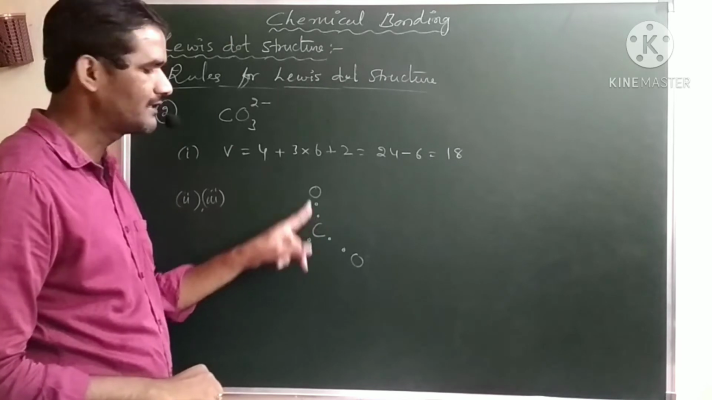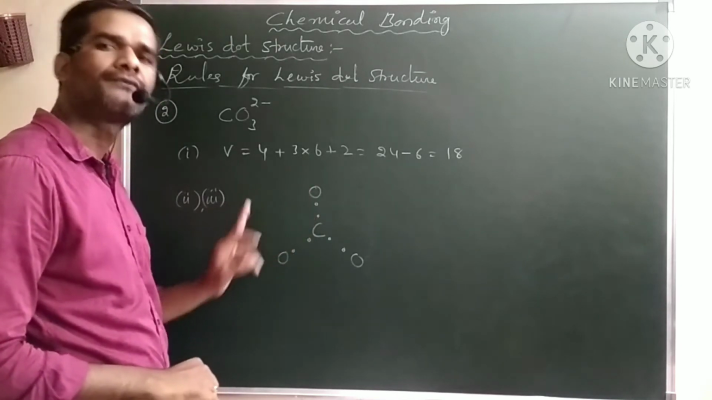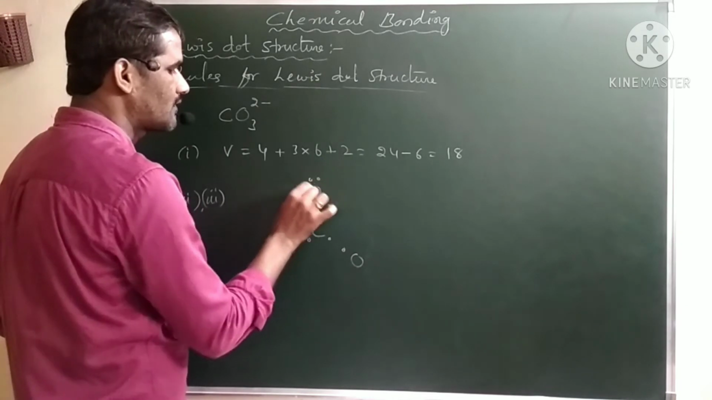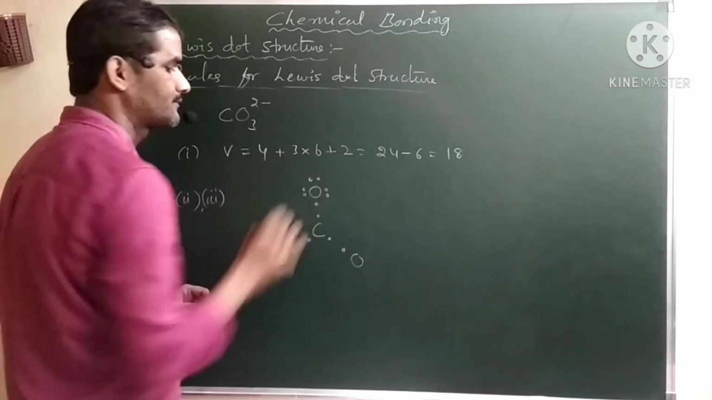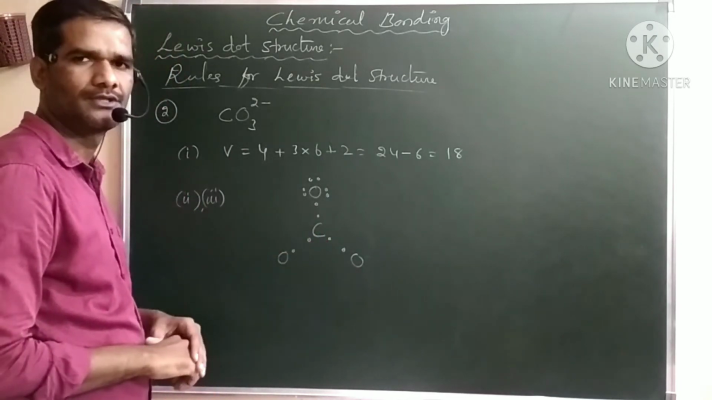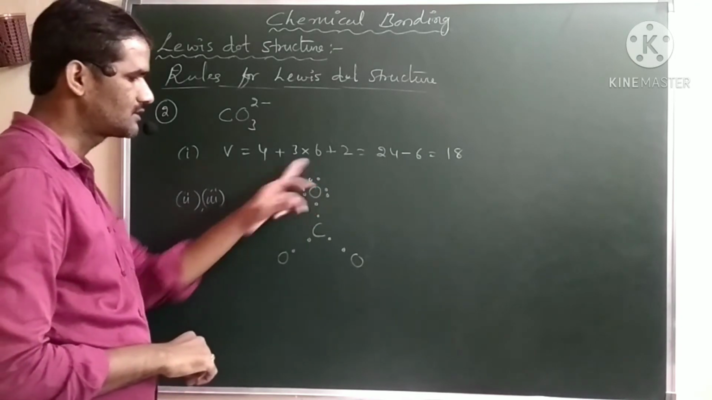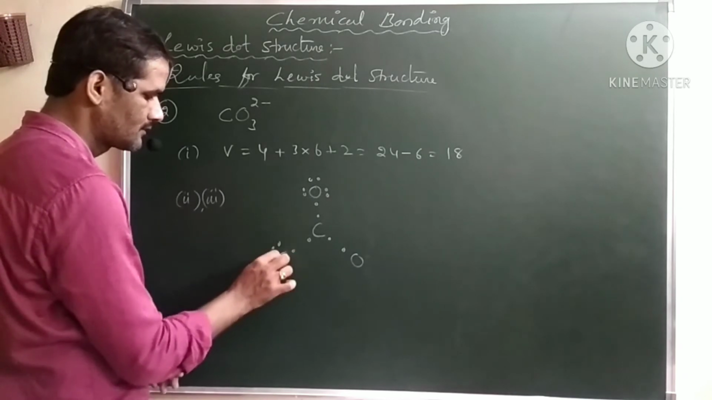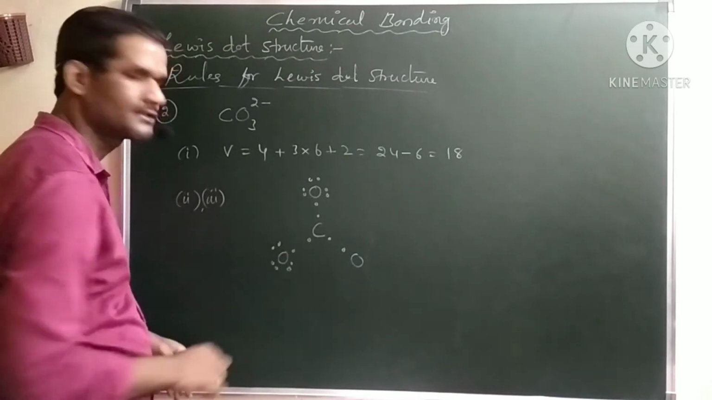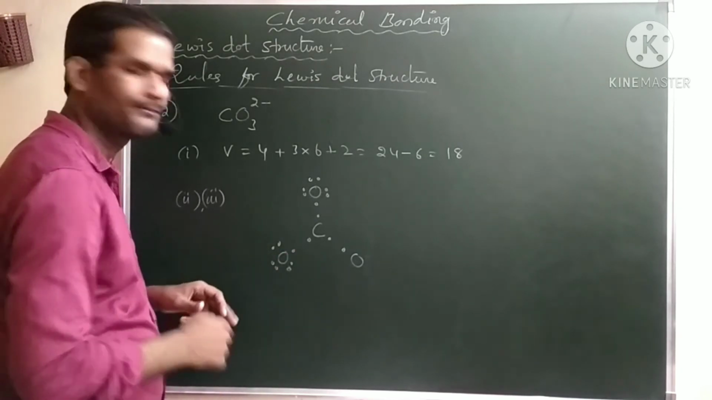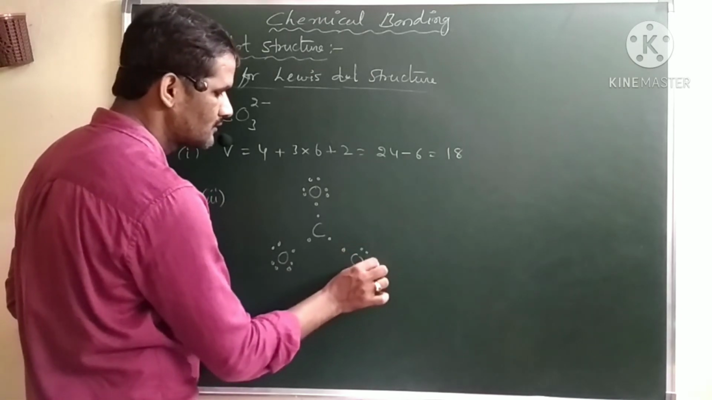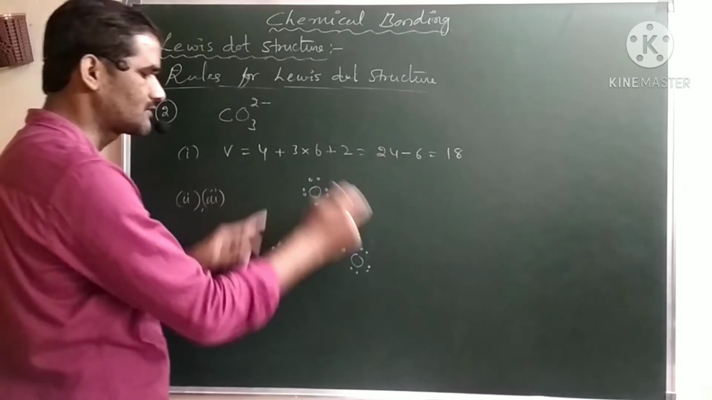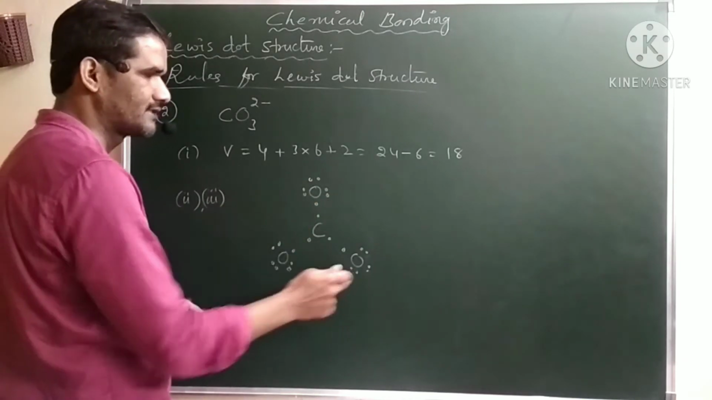First we have to fulfill the octet of the terminal atoms, followed by the central atom. Now the terminal atoms, 2 are there, each requires 6 more electrons. This is the Lewis dot representation. So now this oxygen is satisfied. Similarly this oxygen also required 6 electrons, and now it is satisfied. And this oxygen is also satisfied. Now how many electrons have we used? Here 6, here 6, here 6, totally 18 electrons.